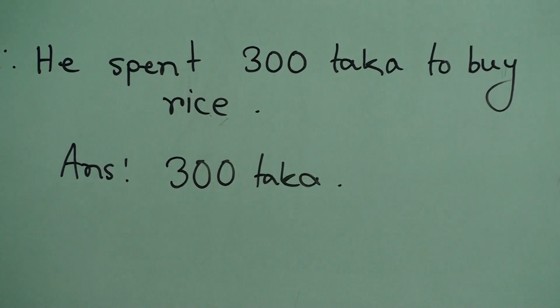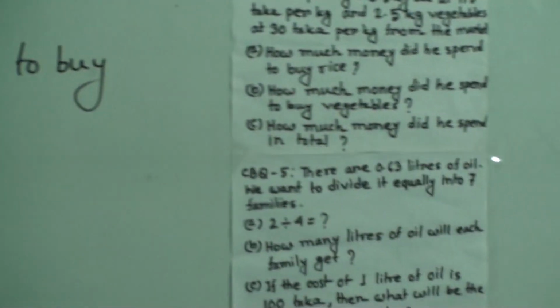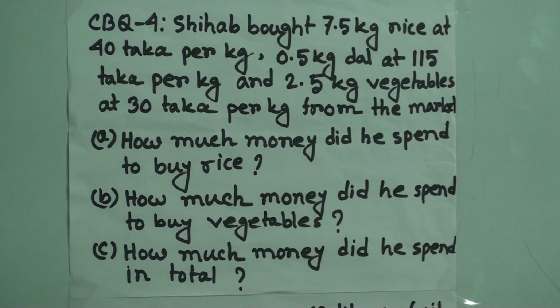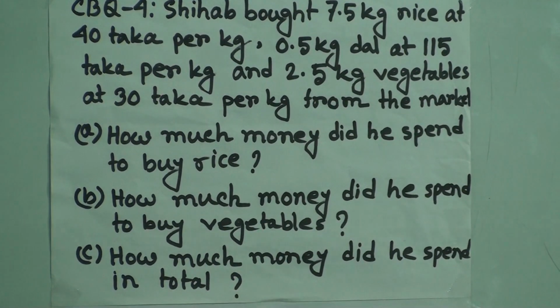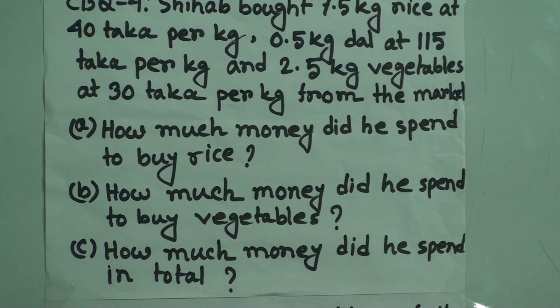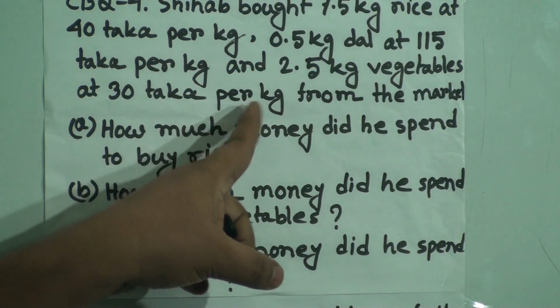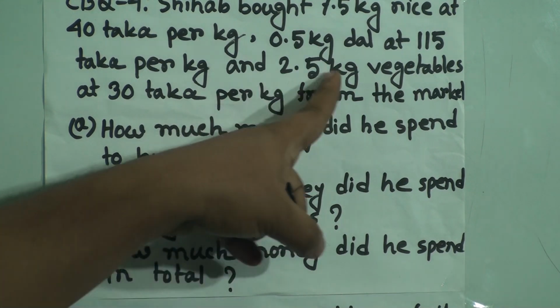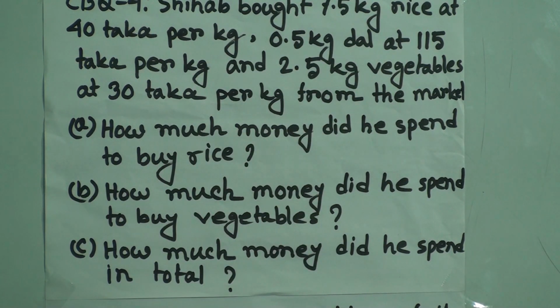Next we shall solve question number B, just like this one. How much money did he spend to buy vegetables? From the stem we notice the price of 1 kg vegetable is 30 taka. So the price of 2.5 kg vegetables is how much? We need to find that out.